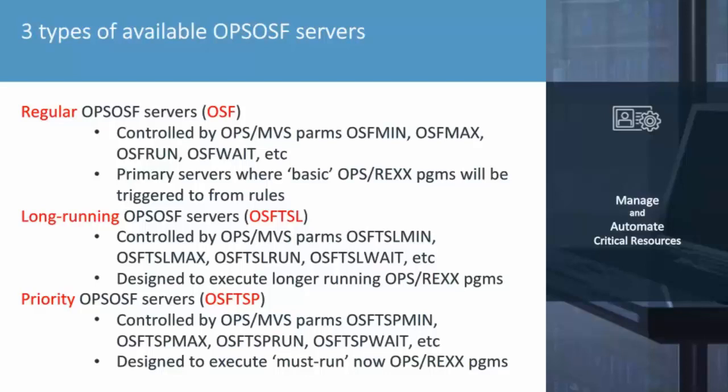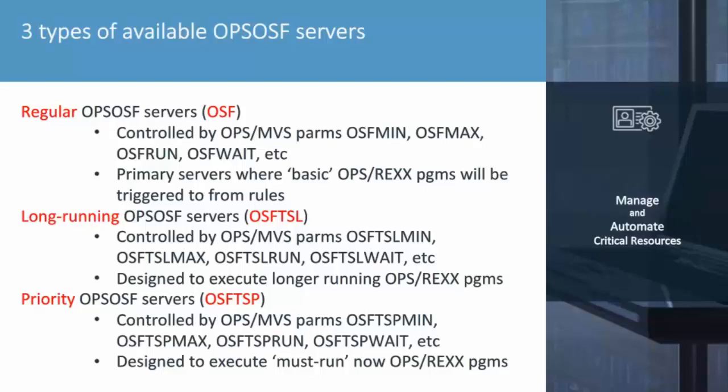Before looking at the simple OSF coding syntax, let's first discuss the three possible types or classifications of OPSOSF servers. Regular or OSF servers will make up the primary servers where most of your OPSREX programs will be dispatched by the logic within your Ops MVS rules. These servers are configured and controlled via Ops MVS parms that begin with OSF, such as OSFMIN and OSFMAX, which define the minimum and maximum number of OSF servers that are running, as well as OSFRUN and OSFWAIT parms, which define the max time limits that the programs running in these servers can execute.